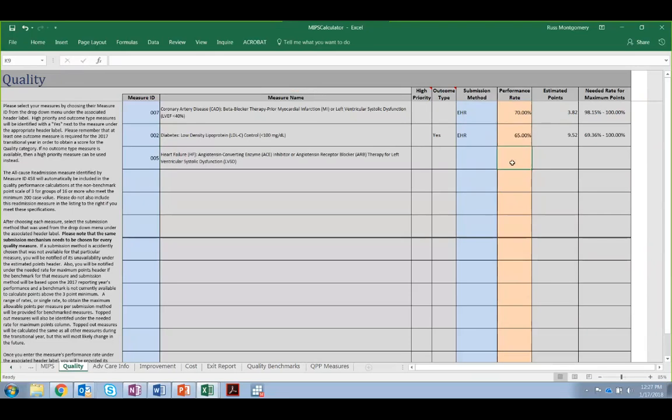And again, these are totally up to you, which measures you choose to report. You can choose measures that you've been tracking internally. If you're a member of the PTN, you're already looking at diabetes, LDL control, hypertension and other measures, so those would be likely measures that you would want to report. And again, the requirement here is to report 6 quality measures, and you need to select the submission method for each one.